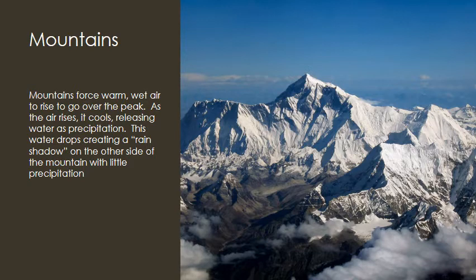What happens when it rises up? So warm, wet air hits a mountain, starts to go up. It gets cooler and it condenses and it drops that water. Right. So it drops the water on this side of the mountain. So what happens on the other side of the mountain? You don't get much rain.